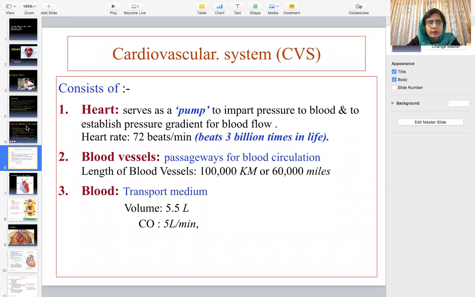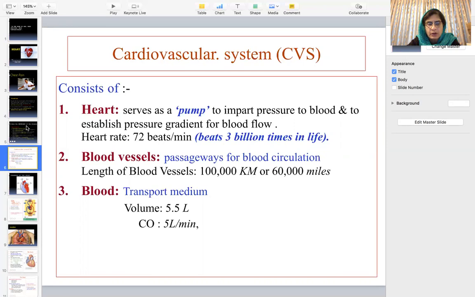Now, first of all, we should know that the heart acts as a pump to impart pressure to the blood and to establish a pressure gradient for the blood flow. Unless a pressure gradient is present, the heart cannot pump the blood into the general circulation. We all know that the heart beats at a rate of 72 beats per minute. So the heart acts as a pump.